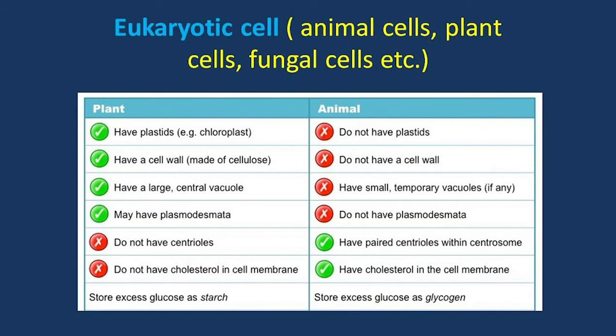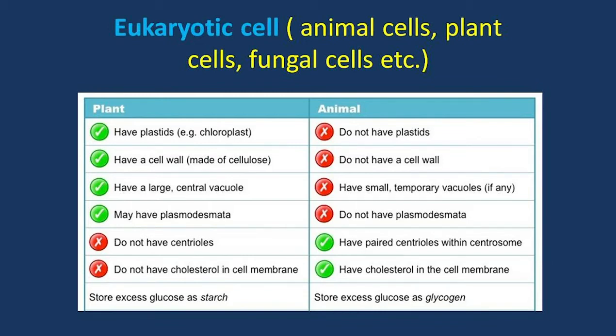Example: animal cells, plant cells, and fungal cells. If you compare plants and animals, there are differences in the cells. For example, plant cells have plastids, animal cells do not. Plant cells have a cell wall, animals do not. Plant cells have a large central vacuole, animal cells have small temporary vacuoles. Plant cells have plasmodesmata, which are cytoplasmic connections between adjacent plant cells. Animal cells do not have plasmodesmata.